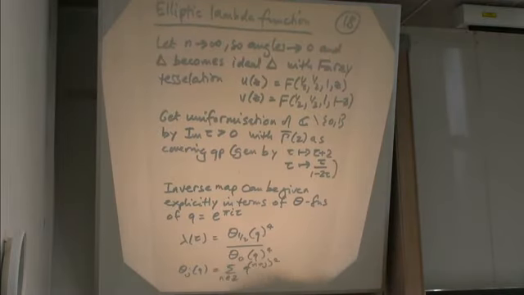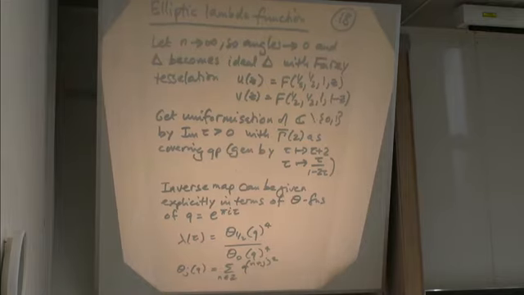Well, then we're going to get this elliptic lambda function. This is one way of doing it. So if we let n go to infinity, so the angles go to 0, then we end up with a triangle which is an ideal triangle. So on the unit disk, the isosceles triangle with all the angles 0, but with the vertices on the unit circle. And then that well-known tessellation.